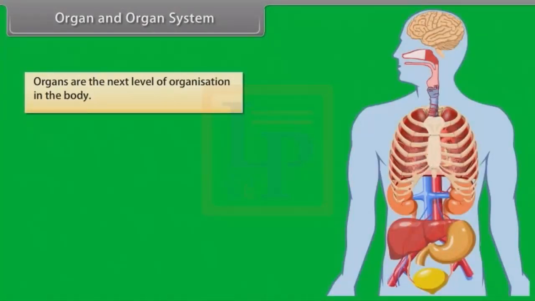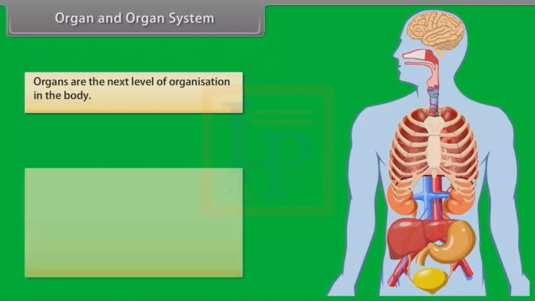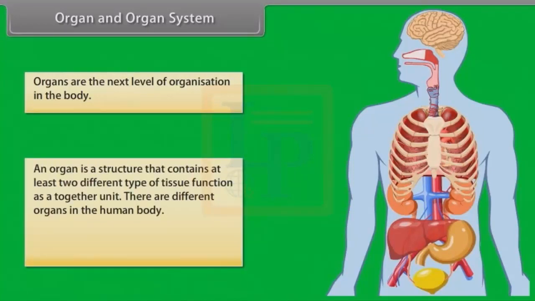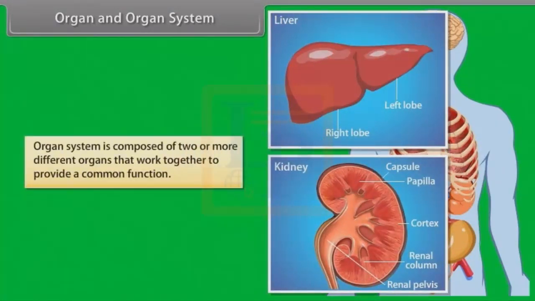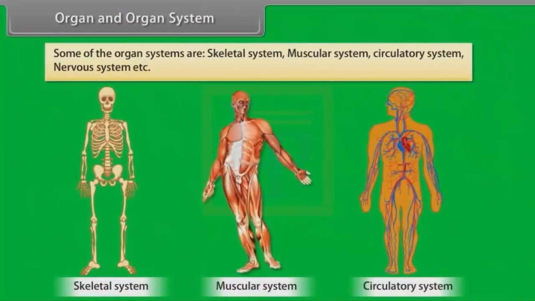Organ and organ system. Organs are the next level of organization in the body. An organ is a structure that contains at least 2 different types of tissue that function together as a unit. There are different organs in the human body, for example, liver, kidney, skin, etc. An organ system is composed of 2 or more different organs that work together to provide a common function. Some of the organ systems are the skeletal system, muscular system, circulatory system, nervous system, etc.